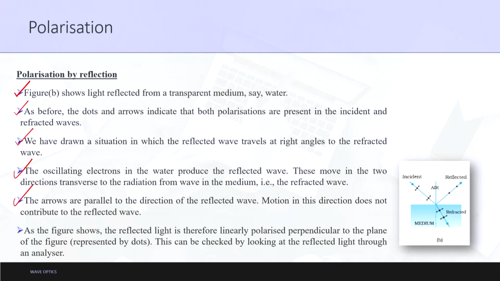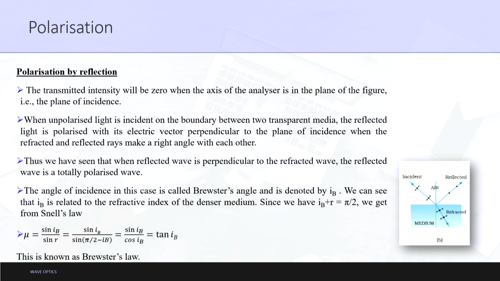So as the figure shows, the reflected light is therefore linearly polarized perpendicular to the plane of the figure, quite evident. If this is the figure, then it is going inside, hence it is perpendicular to the plane of the figure. This can be checked by looking at the reflected light through an analyzer. This is just the method by which we can observe whether it is achieved or not. Okay, so this thing is being concluded, this thing is being explained.